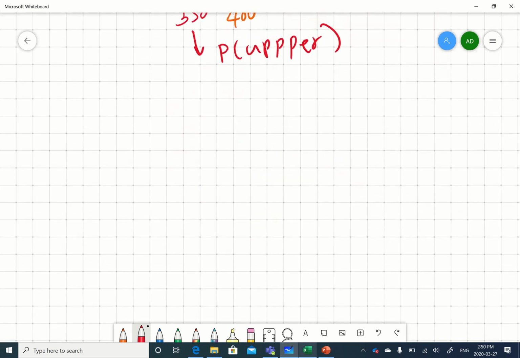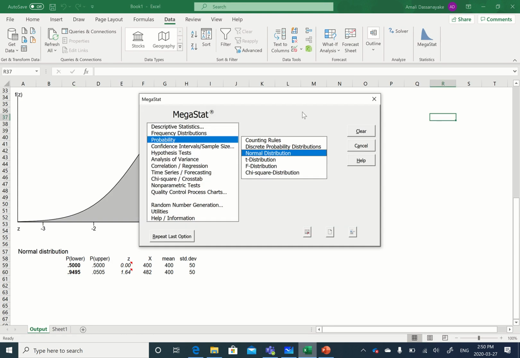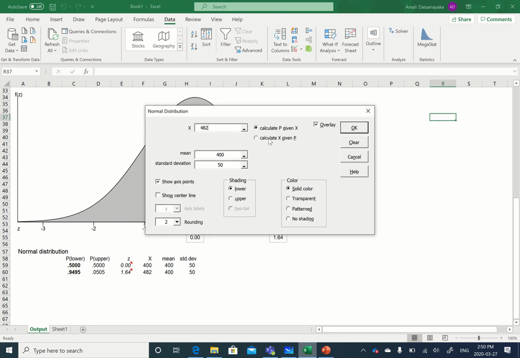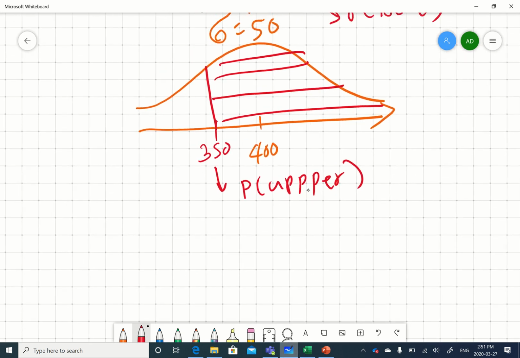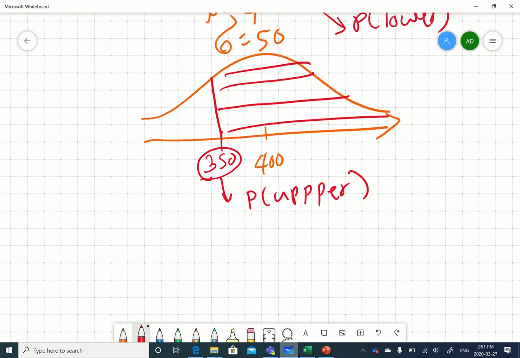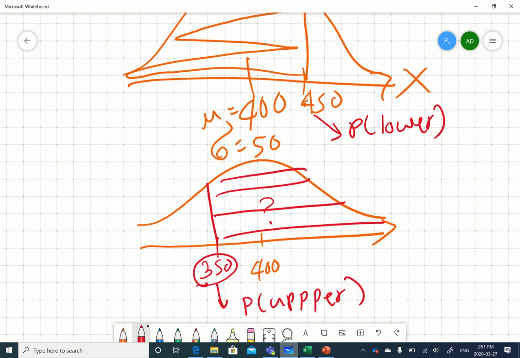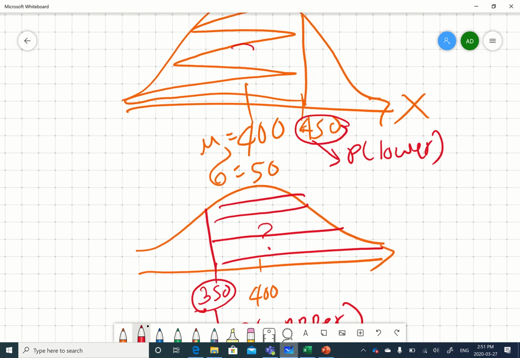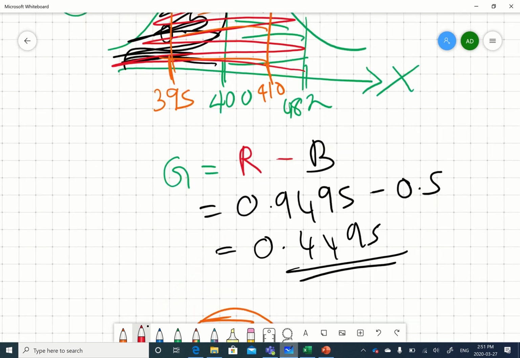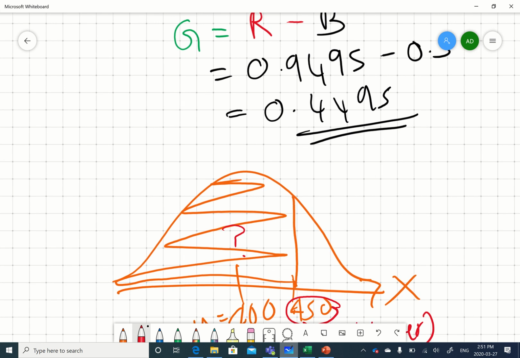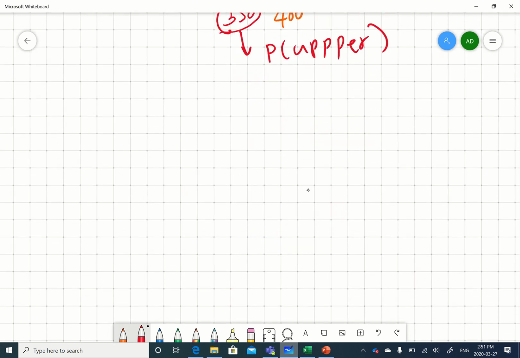And the other side, if I go back to Megastat, is the other option: calculate the x value for a given p. That's the other side of the calculation. So far we know the point on the x-axis. We know it's 350, 450, or 400 and 482, and I need the area. Now I need the complete opposite.